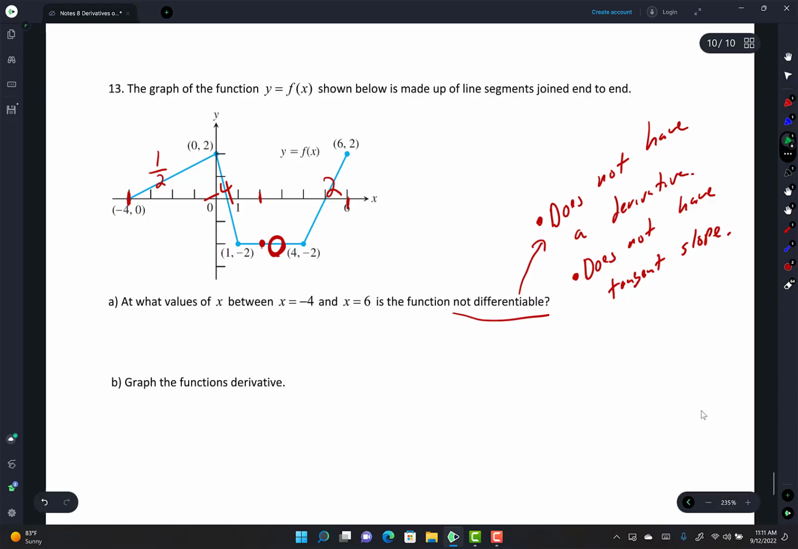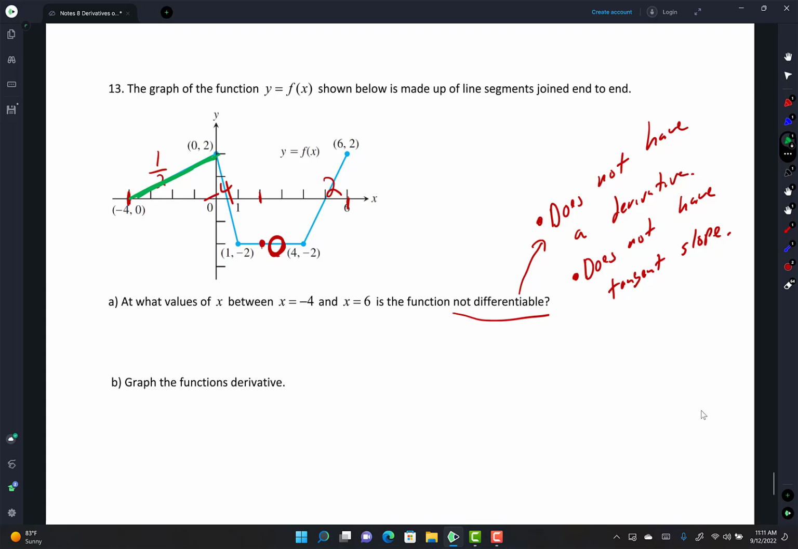I know this is hard, guys, because you've never experienced this before. Look, this whole line segment, the whole way, my slope is a half. So that means I have a tangent line between negative 4 and 0, no matter what. It would be that same line.